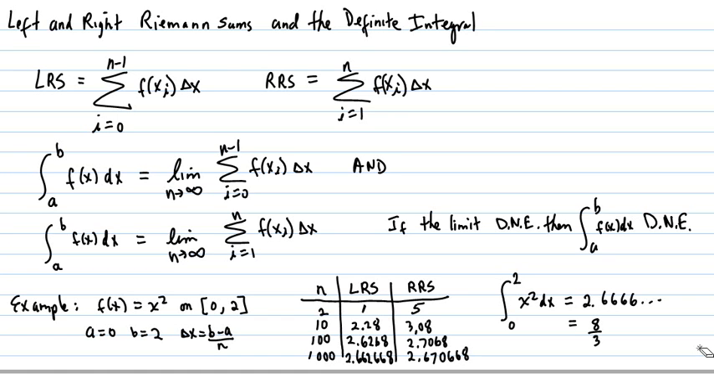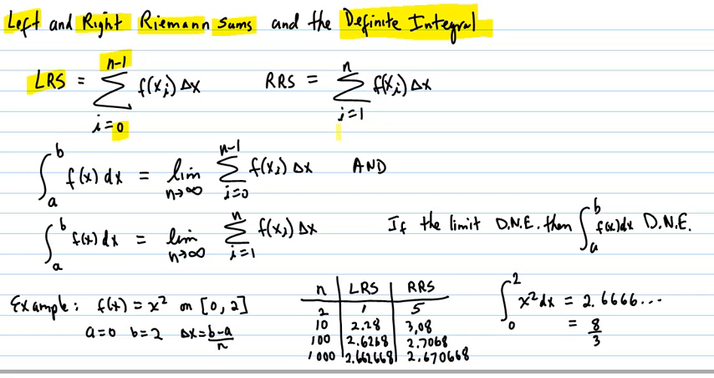Let's talk about the left and right Riemann sums and the relationship to the definite integral. So we're going to define what the definite integral is, and talk about left Riemann sums and right Riemann sums. Here's the left Riemann sum, which I'm annotating as LRS. You see that you go from i equals 0 to n minus 1. That gives you the left endpoint f of x values times your delta x.